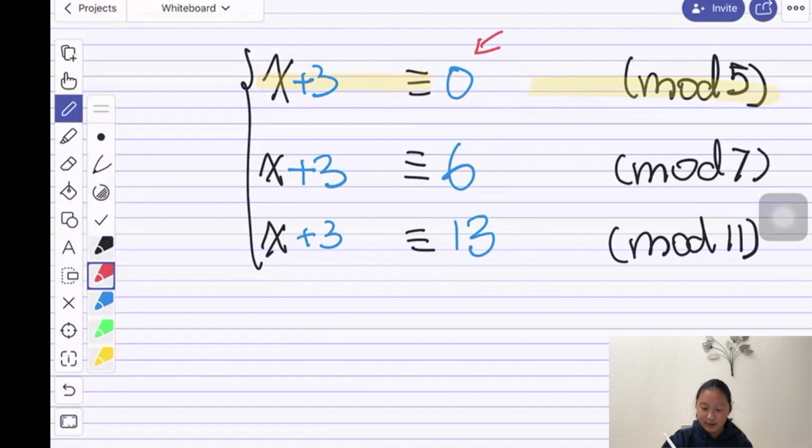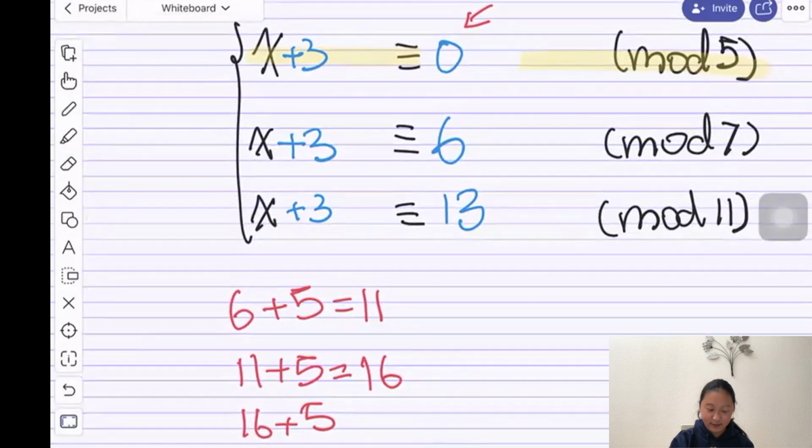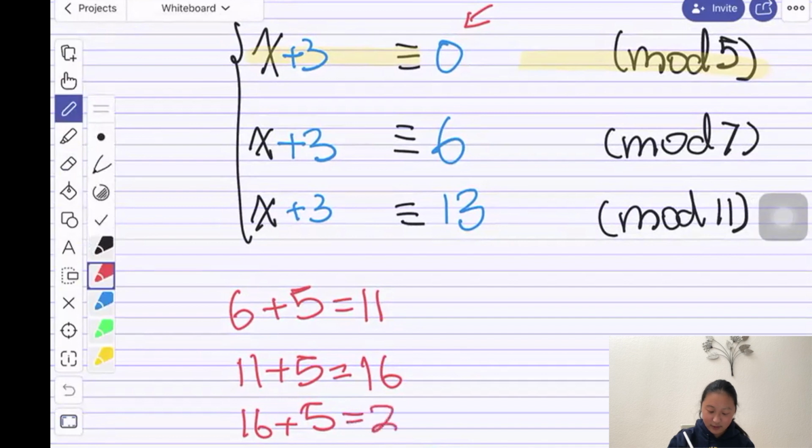So, okay, let's try starting from 6. Let's try adding a 5. We get 11. That's definitely not a multiple of 7. So we're going to add another 5, and we get 16. That's still not a multiple of 7. So we're going to add another 5, and you get 21. 21 is a multiple of 7. So we can add 3 times 5 here.